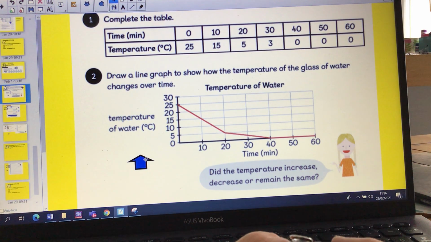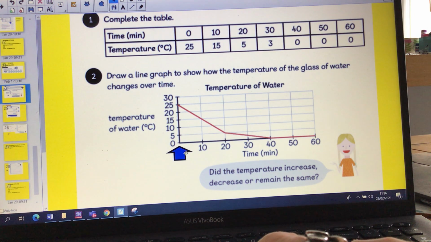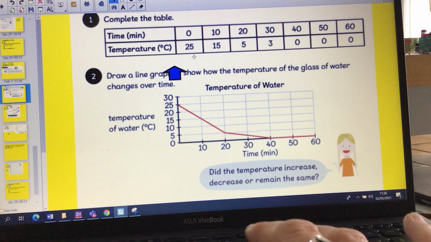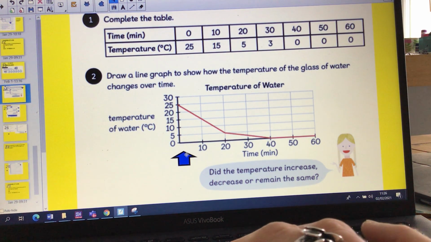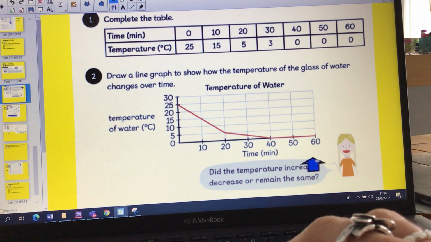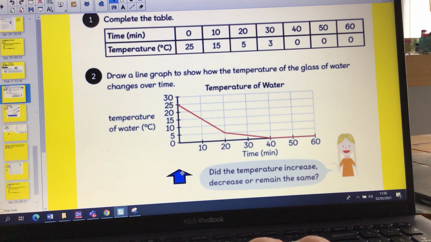Okay, so at the beginning of the experiment, when no time had gone, we can see that the temperature was 25 degrees. And there it is at the top there in the chart as well. Now our question is, did the temperature increase or decrease or remain the same? Well, let's look at our line. And this is where the line graph comes in really handy.